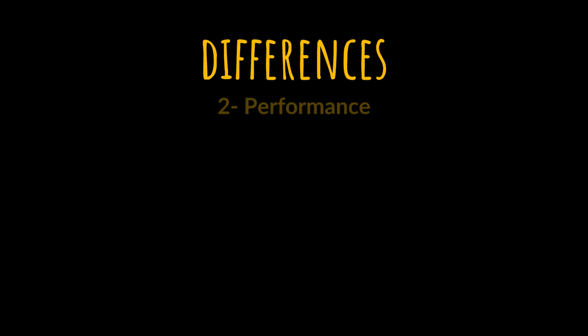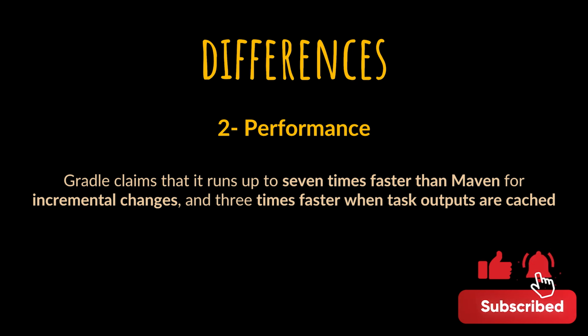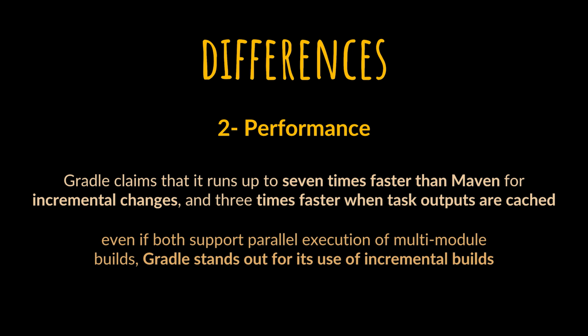2. Performance. Gradle implements strategies such as build cache and incremental compilations to enable fast performance. Gradle claims that it runs up to 7 times faster than Maven for incremental changes and 3 times faster when task outputs are cached. However, there are developers out there who find that Maven is the faster of the two. You see, even if both support parallel execution of multi-module builds, Gradle stands out for its use of incremental builds.